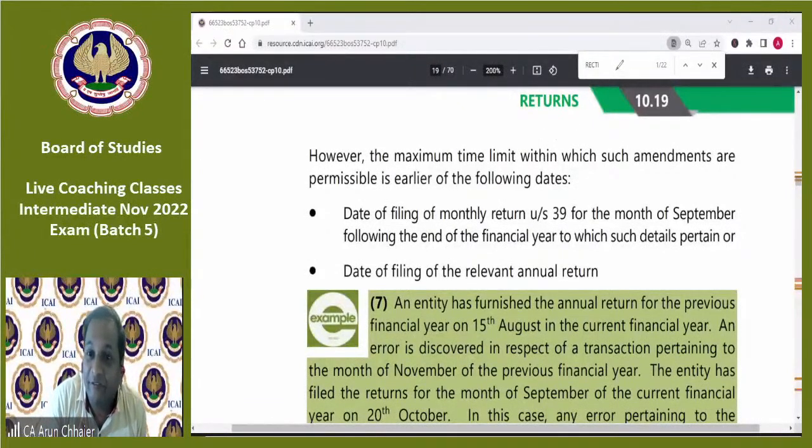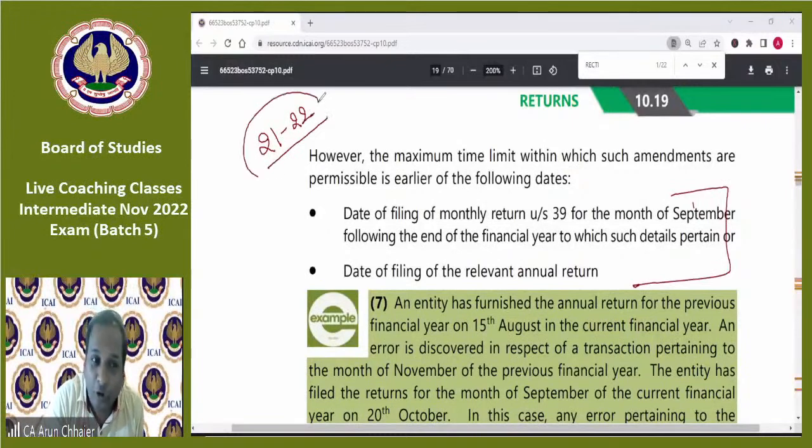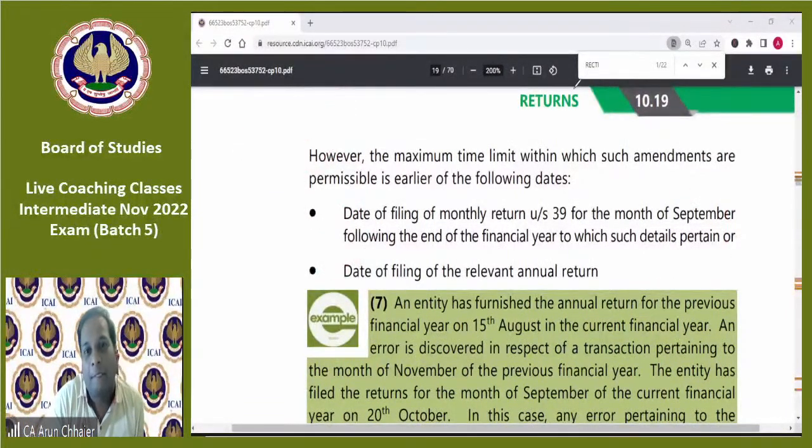16.4 in ITC, we have discussed the same time limit for taking the ITC. If there is 21-22 financial year, any document which I have missed, not taken ITC, I have the similar time limit for taking the ITC as well.